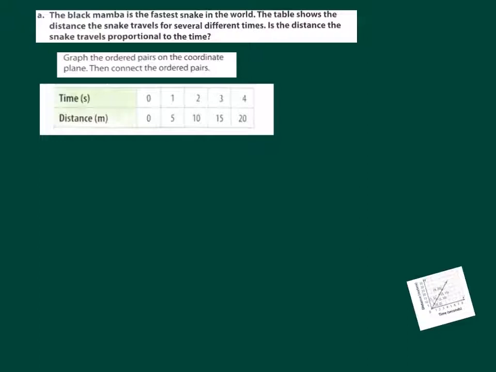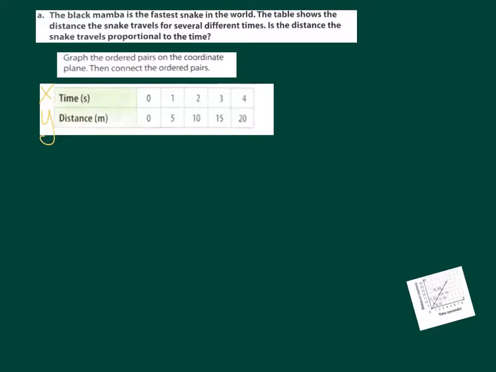So we're going to start with some examples right away since we already know how to identify or test for a proportional relationship. This problem says the black mamba is the fastest snake in the world. The table shows the distance the snake travels for several different times. Is the distance the snake travels proportional to the time? The table is given to us, and we're going to consider time to be our x and distance to be our y. So time is in seconds and distance is measured in meters here.